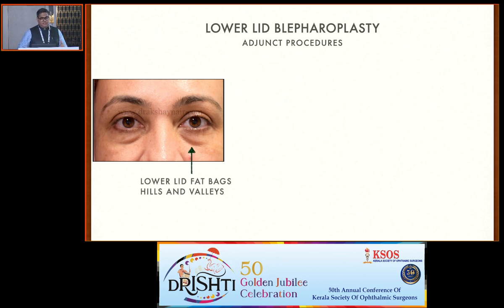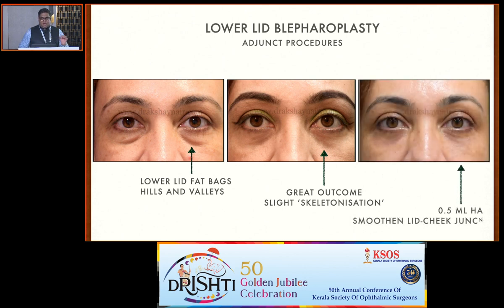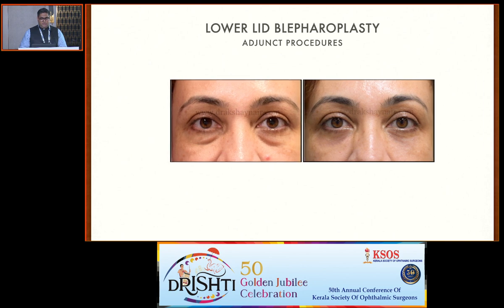She had these hills and valleys. But then she came and said, it looks nice, but now my eye looks hollow. So it was chicken and egg: going behind that, causing hollowing, fullness, taking away the fullness, leading to hollowing. So we then added a little bit of filler, and at the end, both the surgeon and the patient are happy. The aim of a blepharoplasty is to remove the prominence of the lower lid fat pads and create a smooth lid cheek junction.